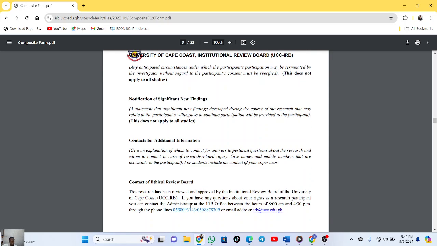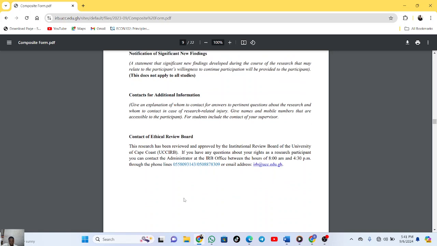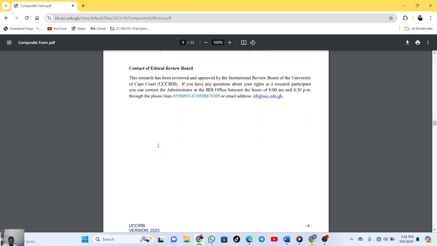You follow the instruction under it. Contact for ethical review board. This information has been provided, so you just copy and paste it in your work.